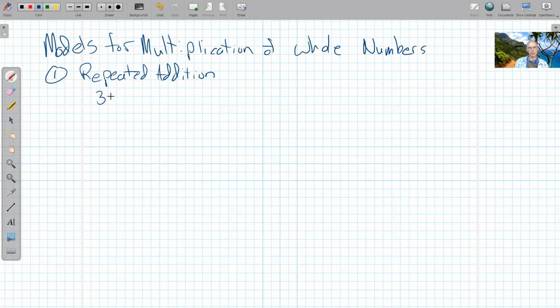That 3 times 5 is 5 plus 5 plus 5, right? So I have 3 5s added. And that gives me 15. And the reverse of that looks different. So 5 times 3 would be 5 3s added.